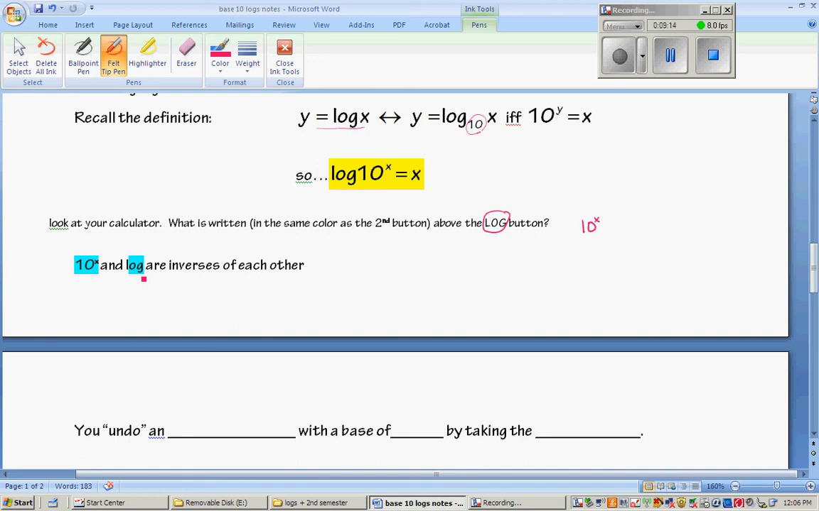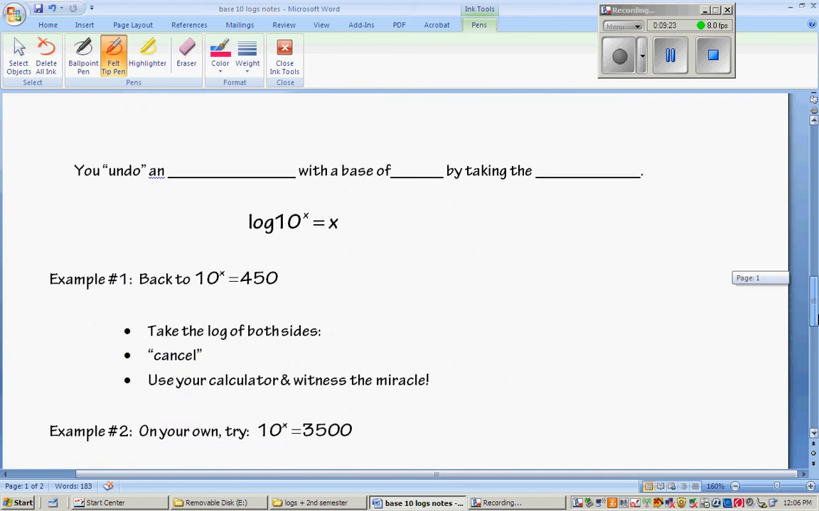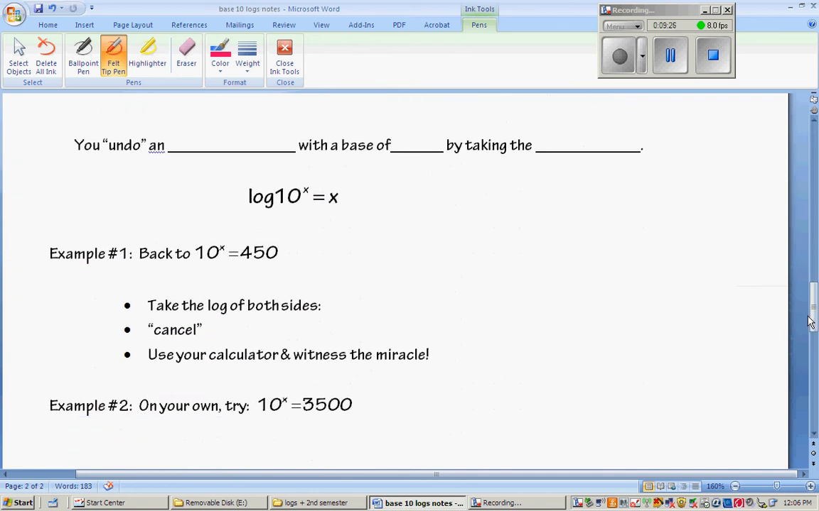So let's see how this works in an equation and how we can make this look like a really easy problem. You undo an exponent with a base of 10 by taking the log. And that's basically what you do. So what happens is this log 10 crosses that out so that you get whatever the exponent is equal to that. So we're going to go back to this example and we're going to see how it works.